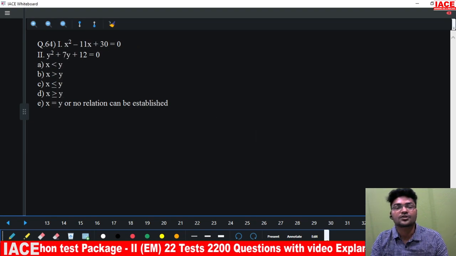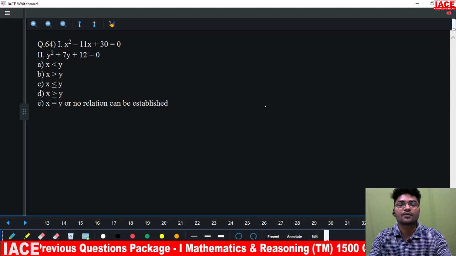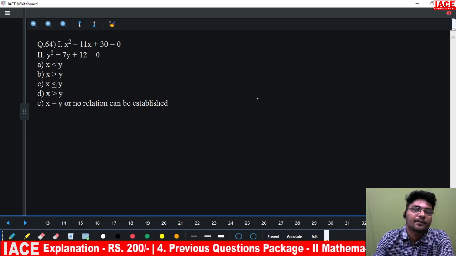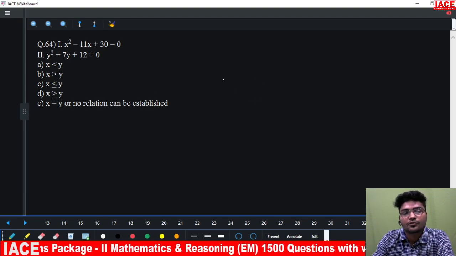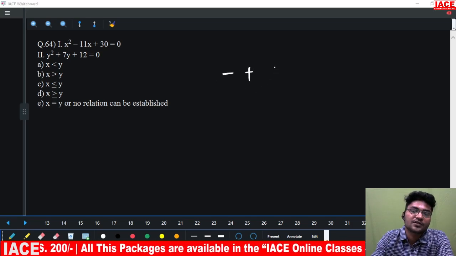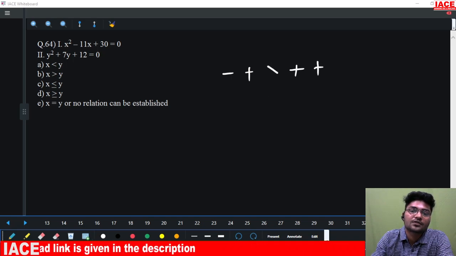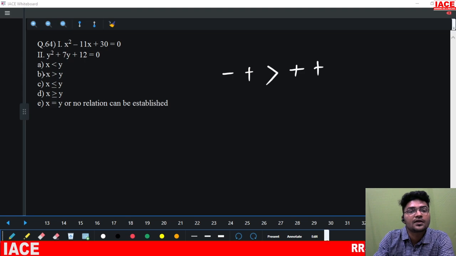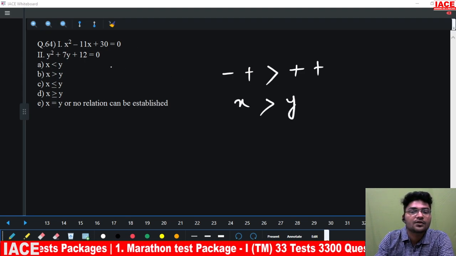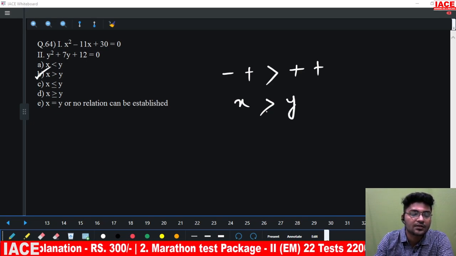Next question. Question number 64. X square minus 11x plus 30 equals to 0. Y square plus 7y plus 12 equals to 0. This is a very easy question because minus plus will always result in positive roots and plus plus will always result in negative roots. So minus plus will be always greater than plus plus. That means here x will be greater than y. Option B is the correct answer.